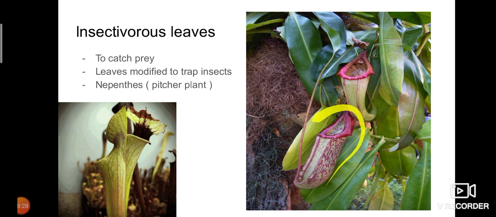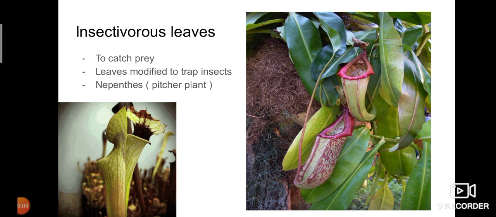Why are they modified like this? To catch the prey. Prey means food. The food of the animal is called prey, P-R-E-Y. It's a very interesting job. Can we imagine plants eating insects? It is a very interesting thing, isn't it? To catch the insects directly and eat them, those leaves are insectivorous leaves. This is nothing but modified leaves. It's not very common, but this kind of plant also does exist. This is called insectivorous plants.